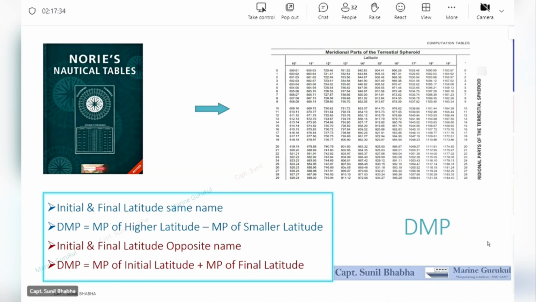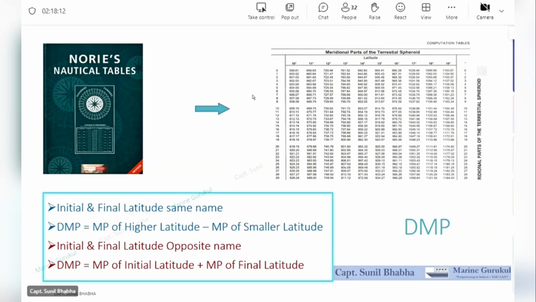Any doubts now, beta? So the vertical one is the longitude. You mean to say in the table, beta? Yes sir, in the table. No, in the table on the horizontal axis, you see the degrees, beta. 10 degree, 11 degree, 12 degree. And on the vertical axis are the minutes. Minutes, okay, minutes. Right? So let us say, for example, 10 degree and 10 minutes. The meridional parts will be 609.10. Okay, sir, okay.